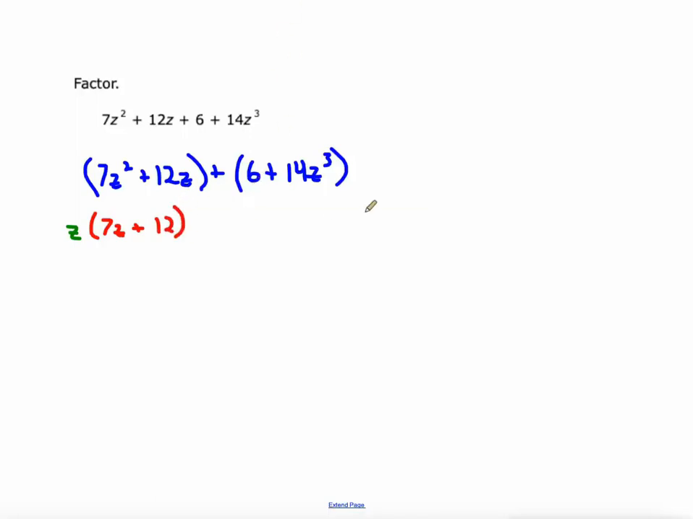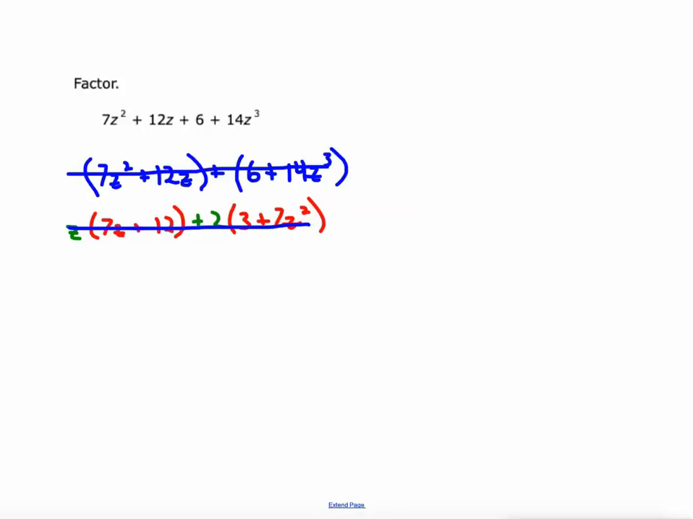In the second expression, they're both factorable by 2. So plus 2 times 3 plus 7z squared. Now notice what happened here. We didn't get the same expression inside the parentheses. So that kind of backfired on us. It didn't work. Does it mean it's not factorable?